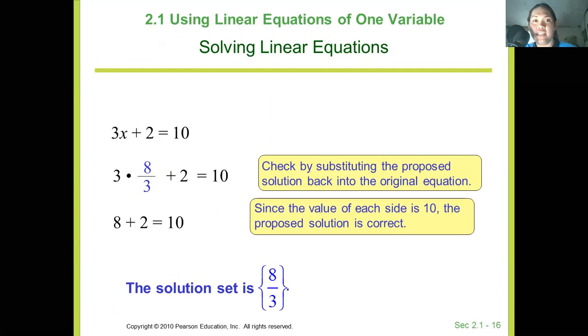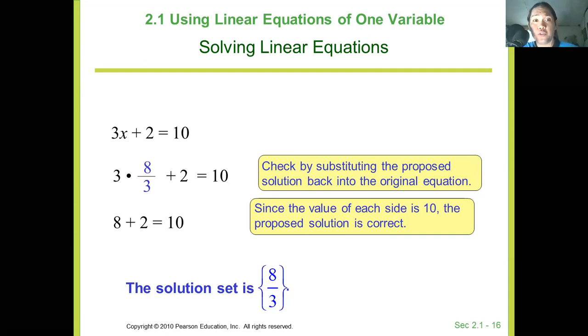So now let's check our proposed solution. What's our answer a while ago? 8 over 3. So using the given equation 3x plus 2 is equal to 10, we can substitute the 8 over 3 for the variable x. That's why we have 3 times 8 over 3 plus 2 is equal to 10. Check by substituting the proposed solution, which is 8 over 3, back into the original equation.